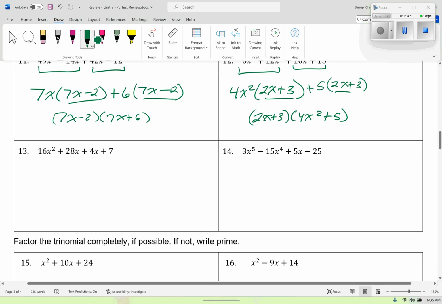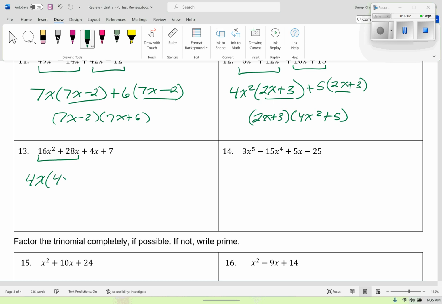Number 13, we have these 4 terms. So let's see, what number goes into 16 and 28? 2 works. Is there anything bigger? Yeah, I think 4 works. So I factor a 4x out. If I factor a 4x out of 16x squared, I'm left with 4x. If I factor 4x out of 28, I'm left with plus 7. Plus sign comes down. If nothing factors out, you have to have a 1 as a placeholder. So I have 4x plus 7 and 4x plus 1.